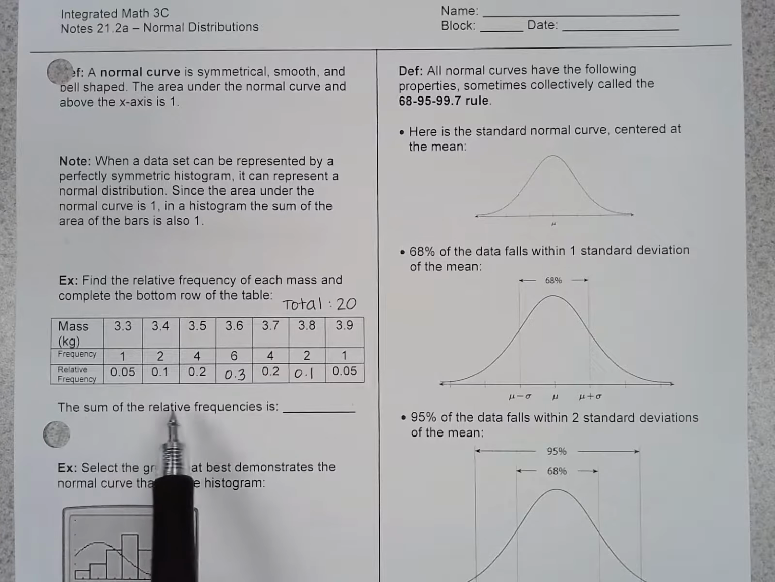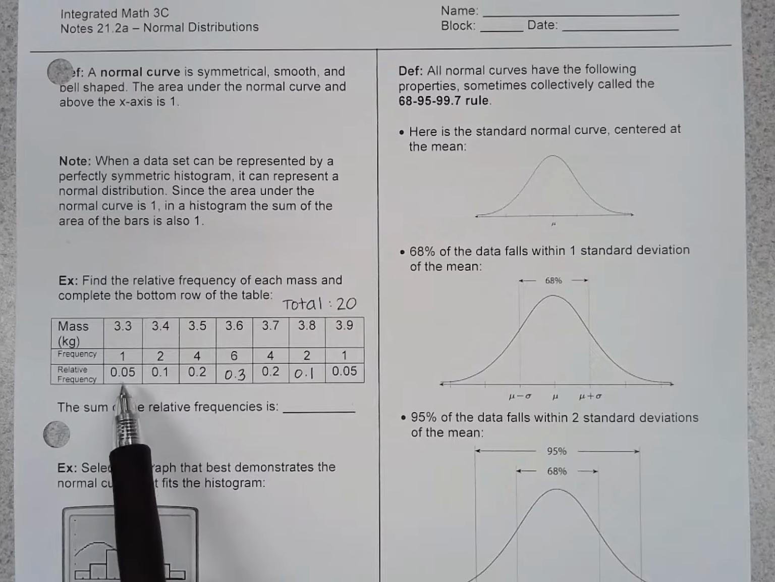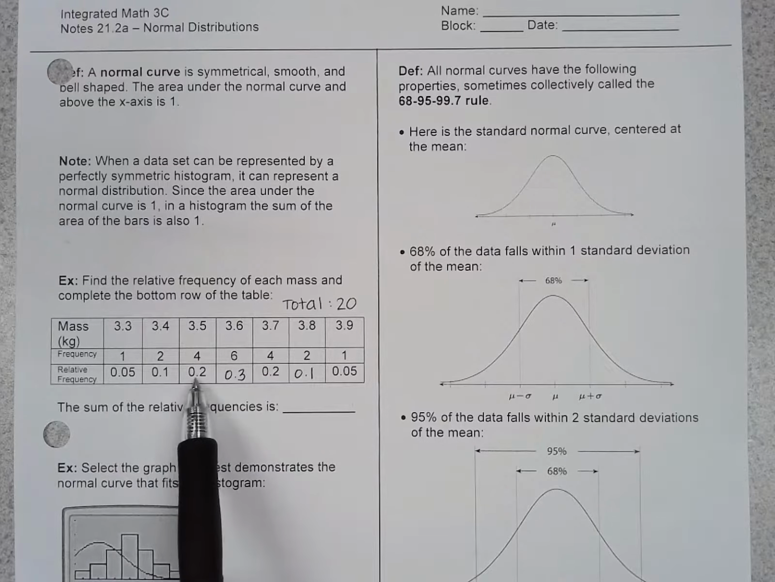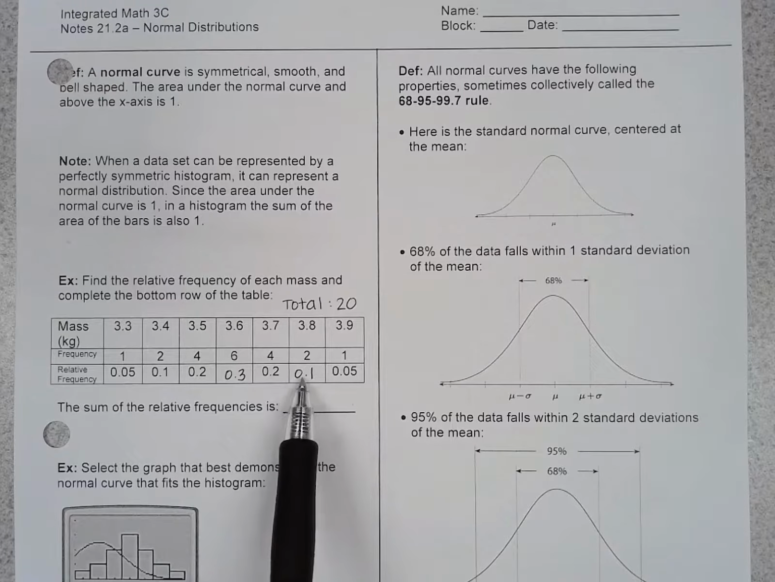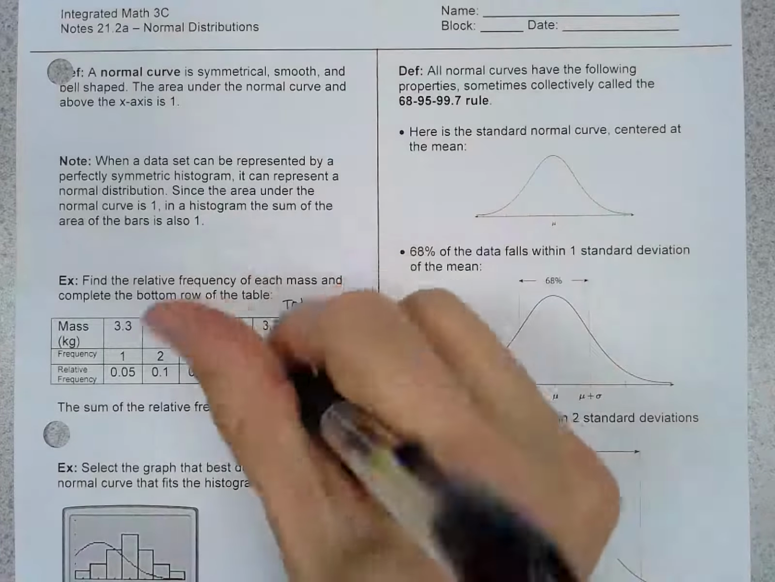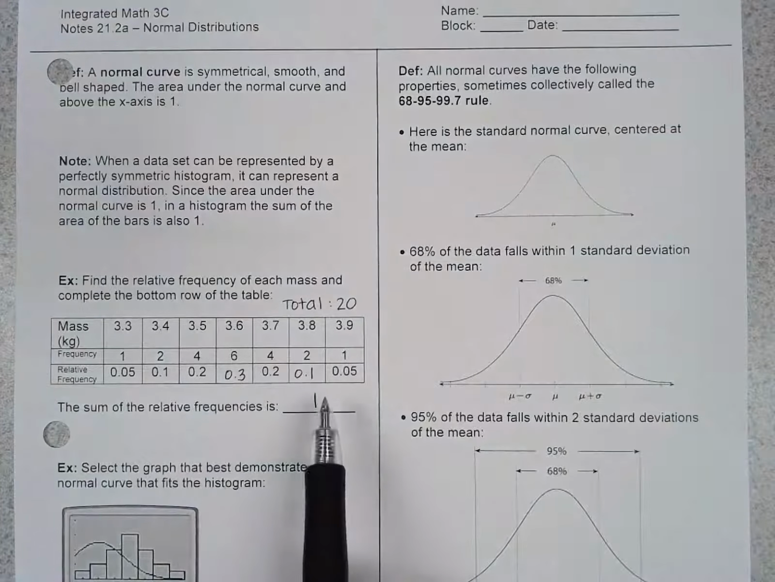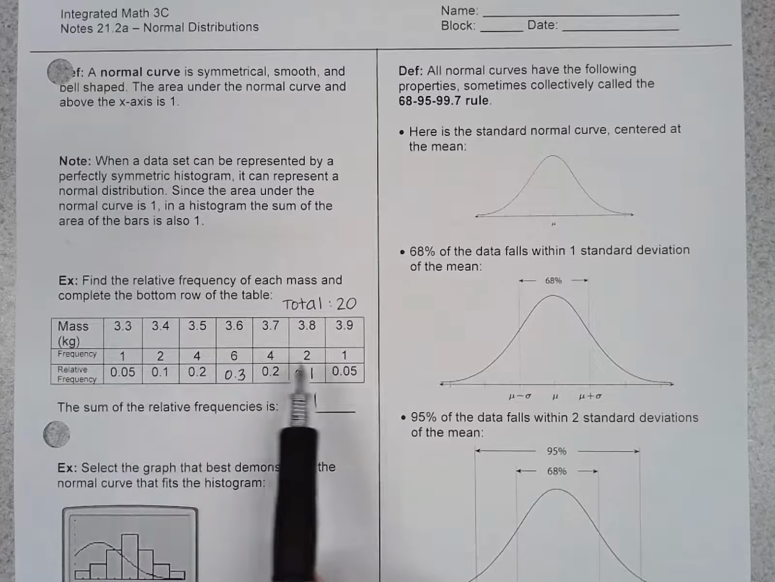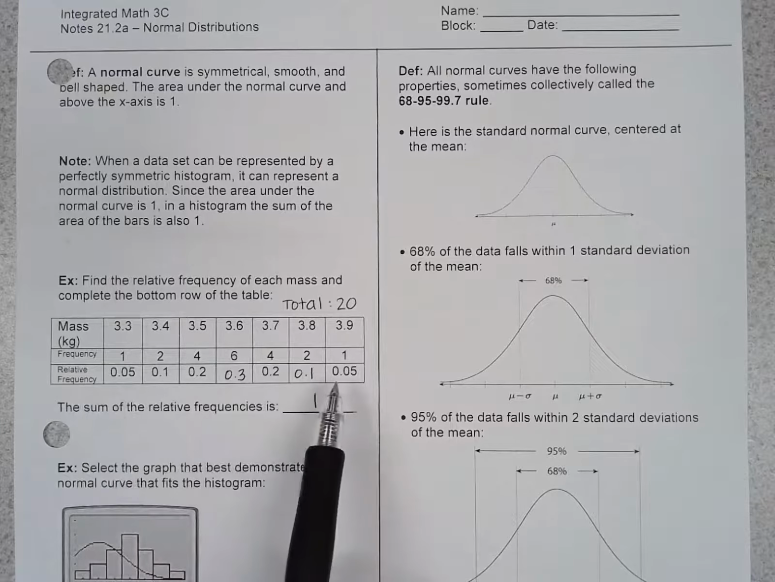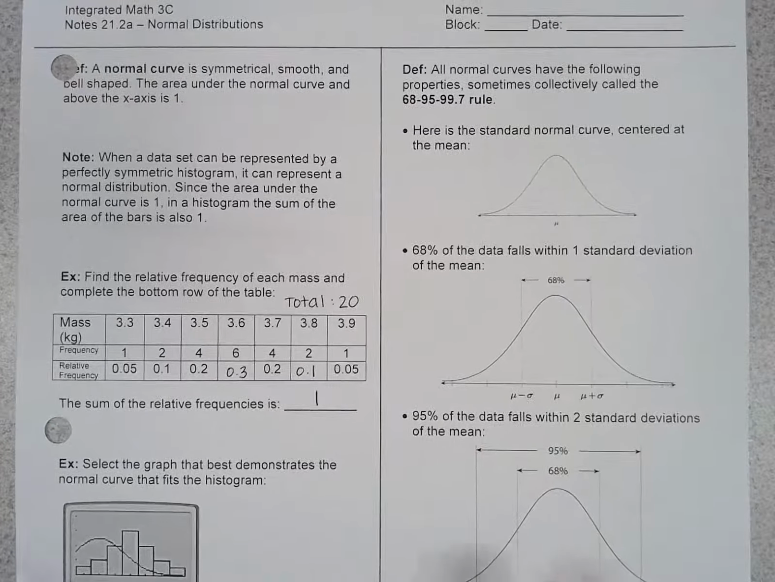It says the sum of the relative frequencies is blank. So if I add up this number, this number, this number, and if I go across the row and add all of these up with each other, I get 1 or 1.00 for the sum of my relative frequencies. And so this 1 represents 100% of the data. If you ever add up these relative frequencies and get an answer other than 1, it means that you forgot one of the numbers in the list.